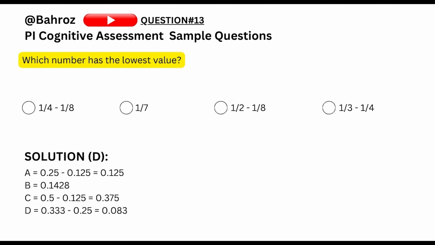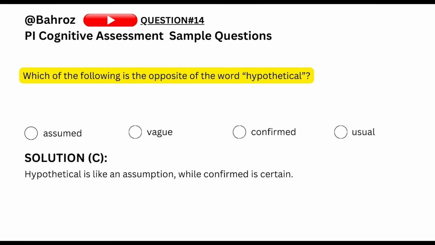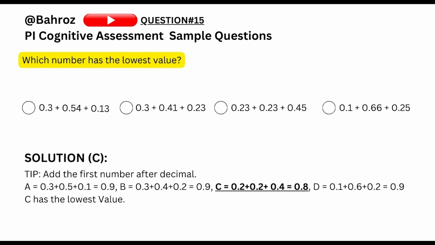Now here we will simply have to use our calculator and convert these numbers into decimals because it is difficult to do it via fraction. So A is 0.25 minus 0.125 and so on and so forth. If you see, I have done the calculations here and then we pick the number which is lowest, which is D. So D is our answer because that is the lowest number. Question 14, which of the following is the opposite of the word hypothetical? Hypothetical is like an assumption, while confirmed is certain. So we pick C. Question number 15.